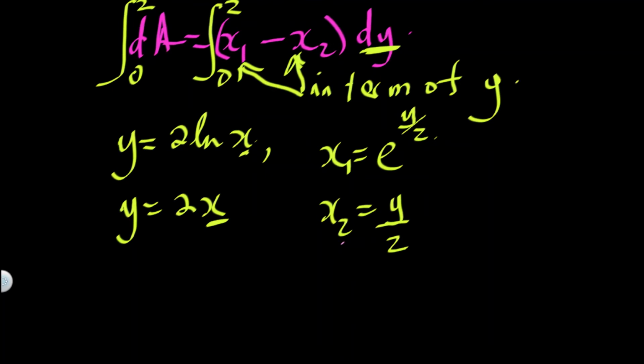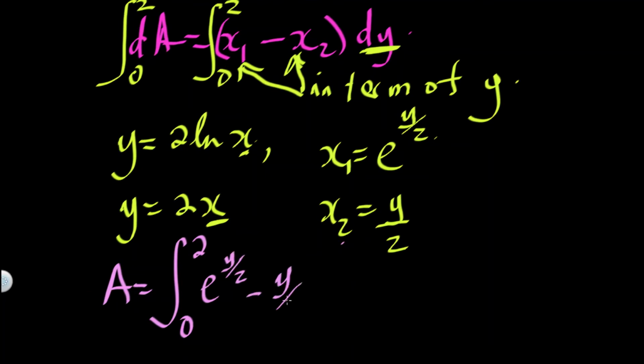This means A is equal to the integration from 0 to 2 of e to the power y over 2 minus y over 2, all this being integrated with respect to y. This is how we're going to get the area that we're looking for. We need the area, by the way. We use this approach in all our calculations.